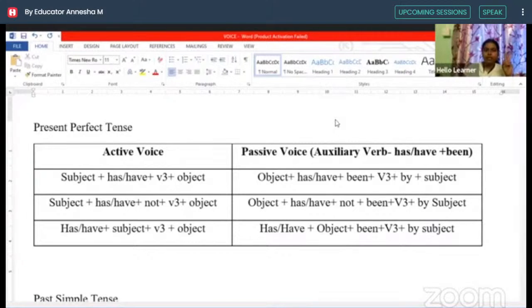Two more reasons are there, very important reasons. Yes, Shivani? Ma'am, if an action was going on in the past and still it's going on, then also at that time we use present perfect tense. Absolutely. When an action starts in the past, and it is continuing in the present, for that also we use present perfect. Very good, Shivani. Absolutely correct.